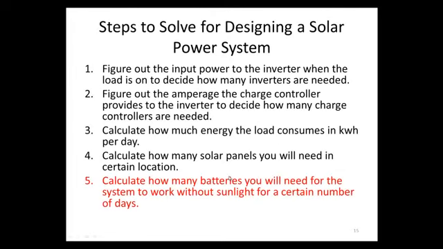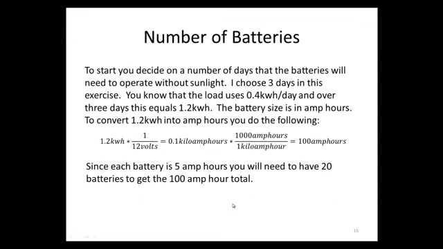So step 5 is now we need to calculate how many batteries we'll need for the system to work without sunlight for a certain number of days. So just think about if you had a storm system come through and it wasn't very sunny for days, you'd have to have some battery backup so you could supply the charge controller and the light bulb to turn on. So we're just going to say 3 days is needed where it's really cloudy or really rainy and we have no sun and we need to power it with all batteries.